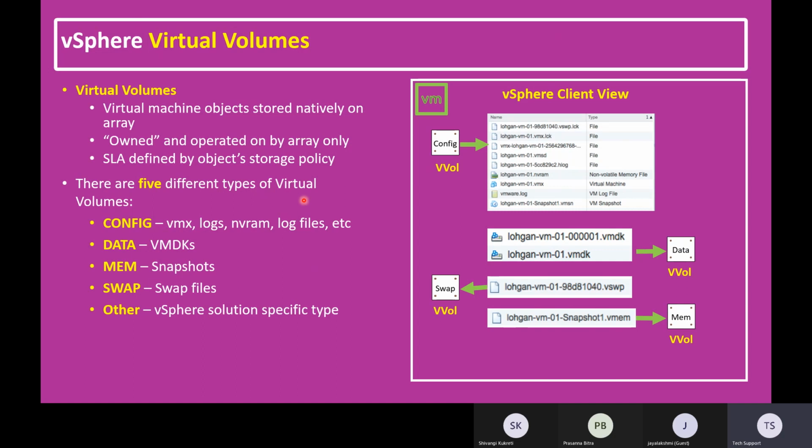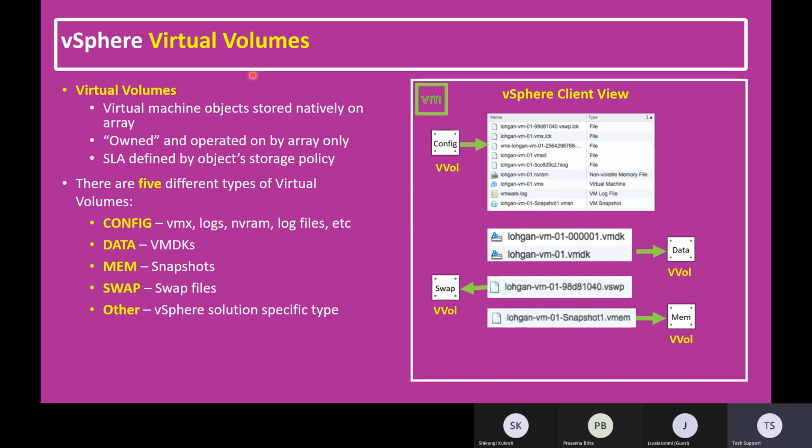There are five different types of virtual volumes. All virtual volumes are config, data file, memory file, swap, and other VMware vSphere solution related files. For example, if you are creating a template, .vmtx, or a snapshot, .vmsd, those files will be created. All the files are considered virtual volume objects.